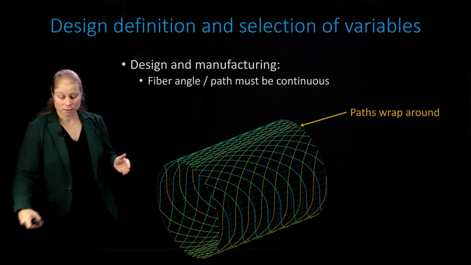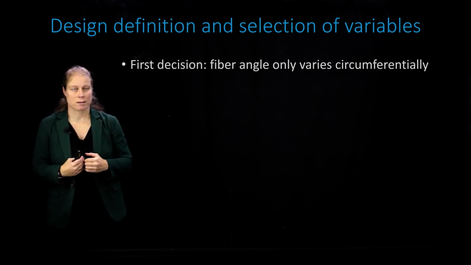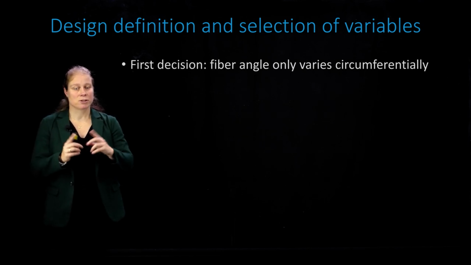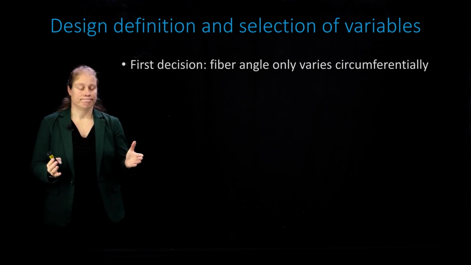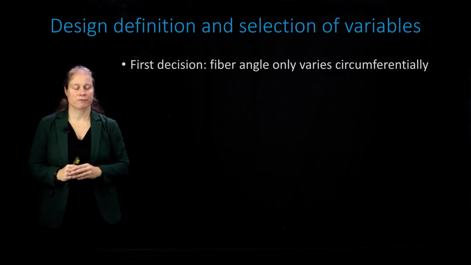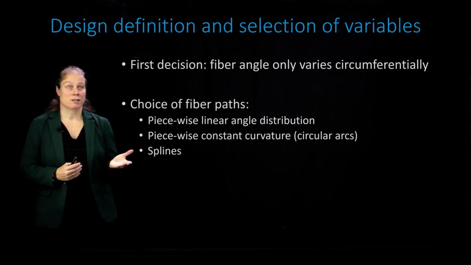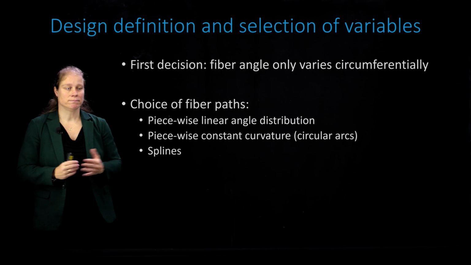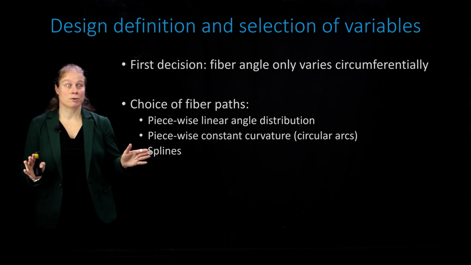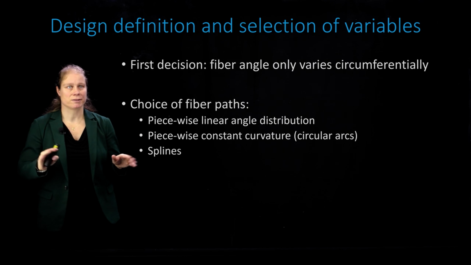Now, those two things together basically drove my first decision. Since I don't have any real loading variation in the axial direction and mostly variation in the circumferential direction, I said, I'm going to stick with a one-dimensional angle variation, and it's going to vary as a function of the circumferential coordinate. Now the second decision is, okay, I have a function that I have to define. How am I going to define it? I've already narrowed it down a little bit because a two-dimensional variation gives you a lot more choices than a one-dimensional variation.